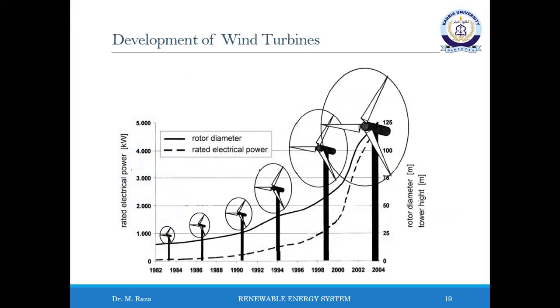Since 1982, the size of the wind turbine progressively increased, both in rotor diameter and electrical power. In 1982, the rated capacity of wind turbine on average was 1 megawatt with 25-meter rotor diameter. In 2004, this has reached up to 5 megawatt with rotor diameter of 125 meter as well as tower height of about 150 meter.